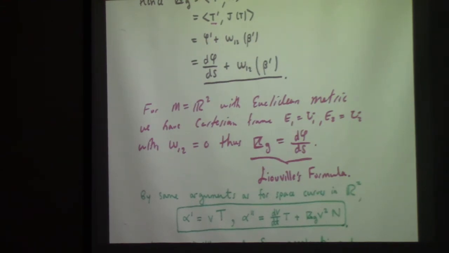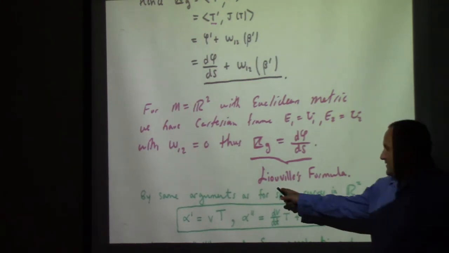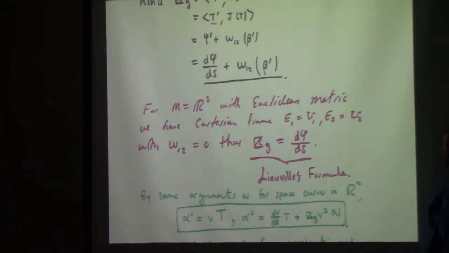And again, as I was saying at the start of this, if we take the case M is equal to the xy plane, and we use the Cartesian frame, well then omega 1,2 is 0, and the curvature is just d phi ds. This is also known as Lebesgue's formula.